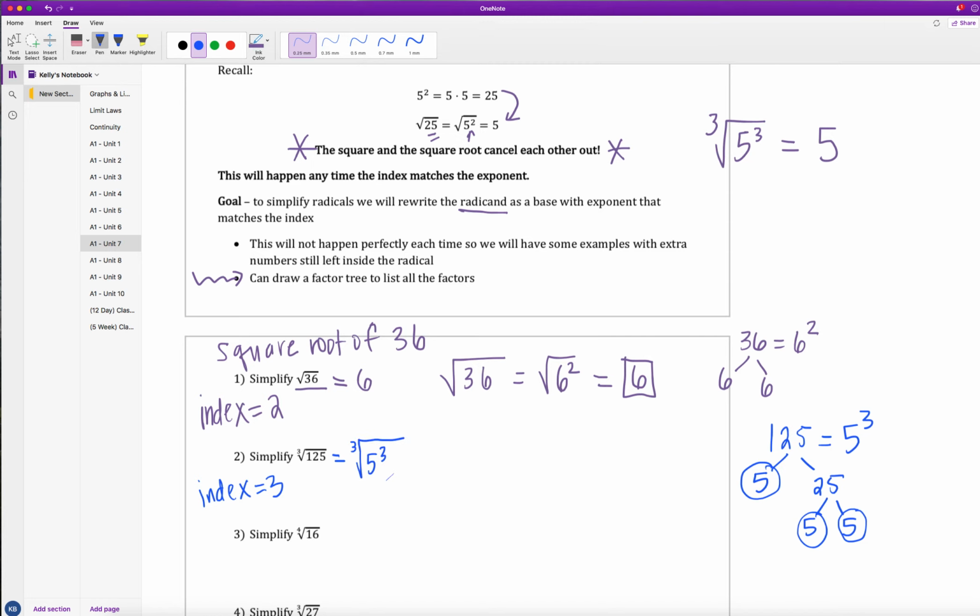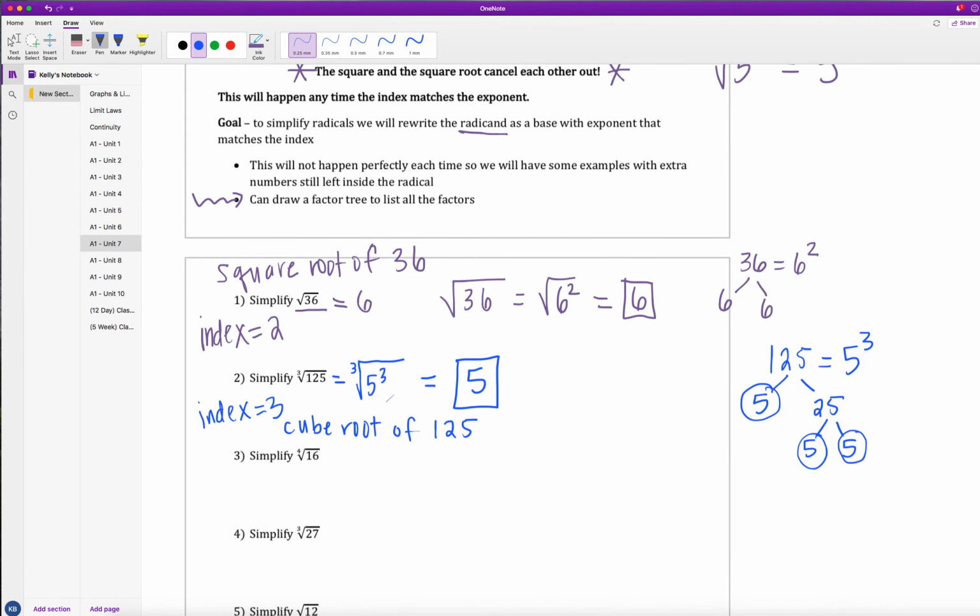Now what kind of radical is this? How would you have pronounced the original problem? Well, we would say that this is the cube root, since our index is 3, of 125. Now that we've rewritten 125 as 5 to the third, this is one of those nice cases where the index and the exponent are equal to each other, so they cancel each other out, and we just get left with 5, which was our base.